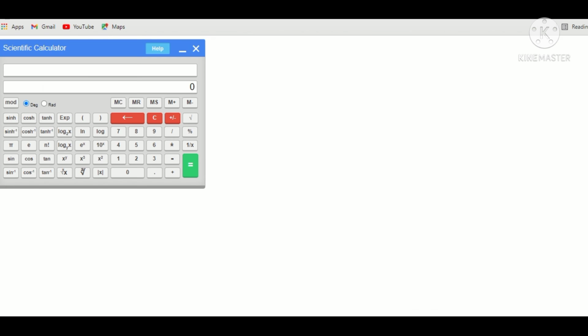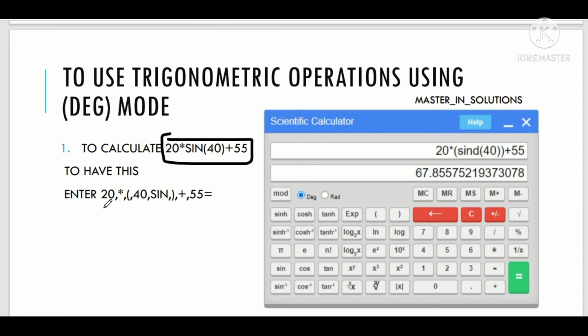Let me do this, 20, and then what is the sine value here? When I want to enter the sine, then when I enter this, the degree will be like this. So we have to enter in a sequence. If there is no multiplication number before this, you can directly enter sine 40 and sine 50, and so on. But we have the value 20 into sine 40 plus 55, so we have to enter it like this.